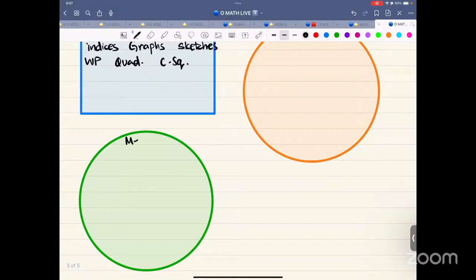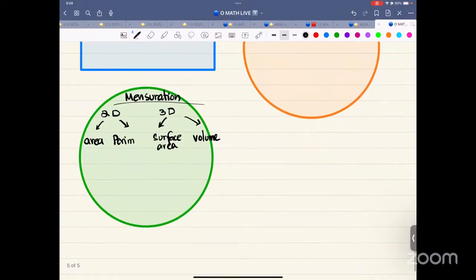Then I can talk about mensuration. Mensuration is about 2D figures and 3D figures. In 2D, we talk about area and perimeter. In 3D, we talk about surface area and volume.